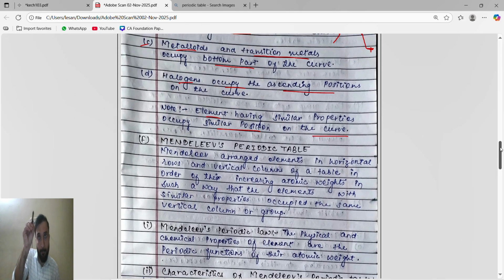But if you are going up, ascending position, you will get halogens. He said this much, and he said that elements having similar properties occupy similar positions on the curve.